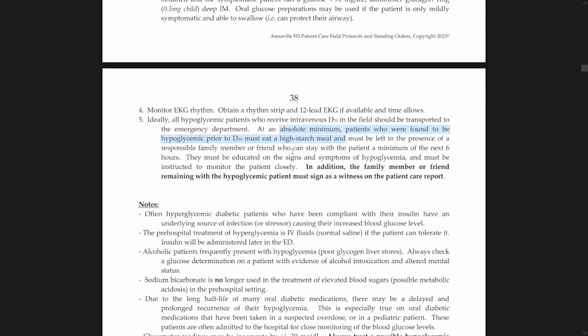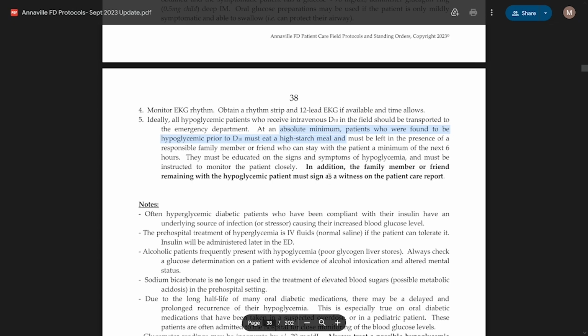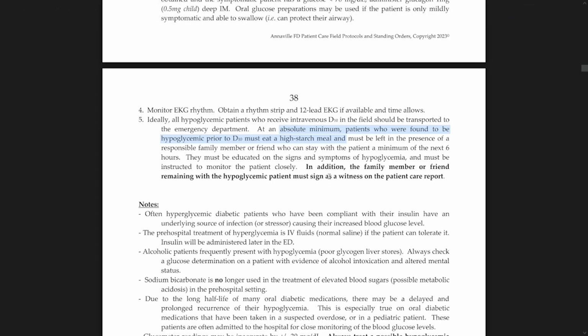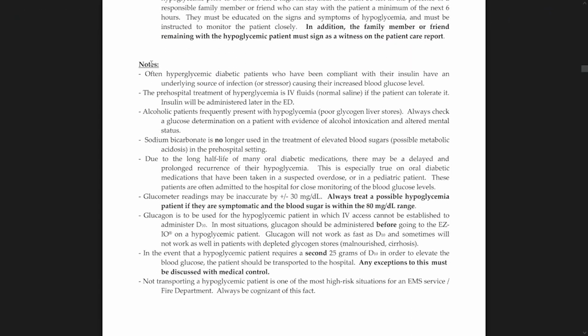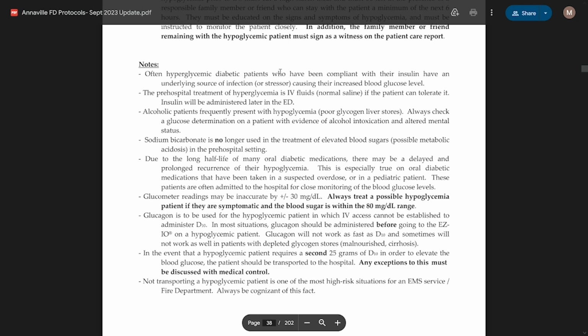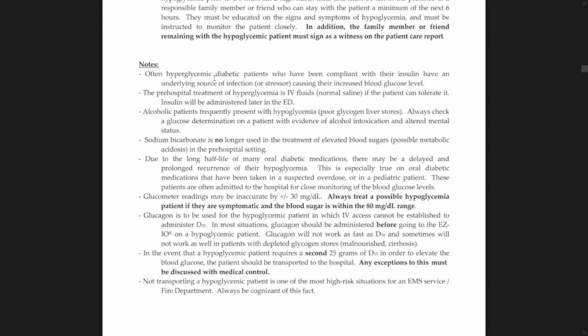They must be educated on the signs and symptoms of hypoglycemia, and they must be instructed to monitor the patient closely. In addition, the family member or friend remaining with the hypoglycemic patient must sign as a witness on the patient care report. For these kinds of patients, make sure you emphasize patient education. It's really important for these kinds of calls. Now note, often hyperglycemic patients who have been compliant with their insulin have an underlying source of infection or stressor causing increased blood glucose levels.